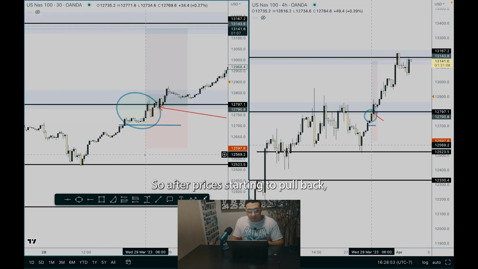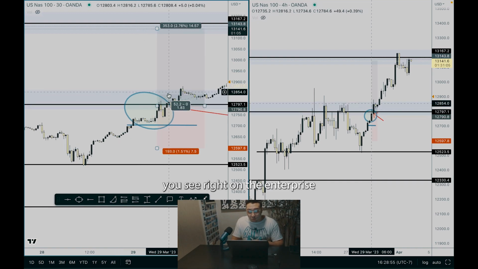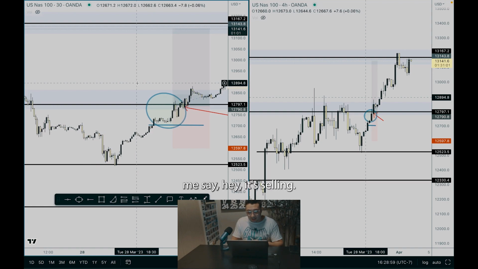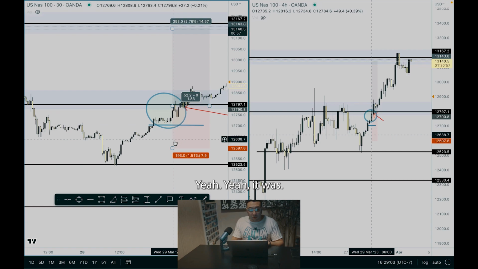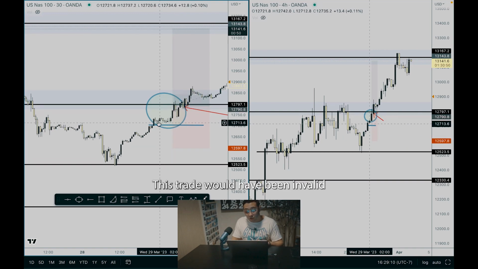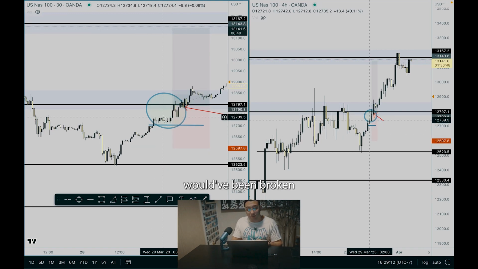Okay, so after price started to pull back, you see right when we entered, price pulled back. And I had some students and others DM me saying, hey, it's selling, is this the right move? And yeah, it was. You have to be confident in what you're seeing, okay? Just because it's drawdown and a little pullback does not mean your move is invalid. This trade would have been invalid if this higher low point would have been broken, because the bullish trend would no longer be continuing.